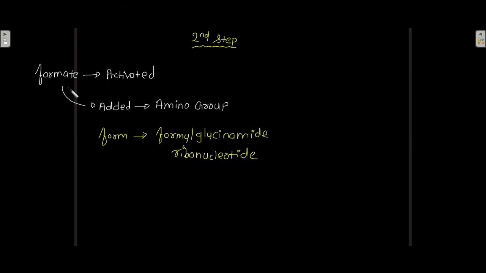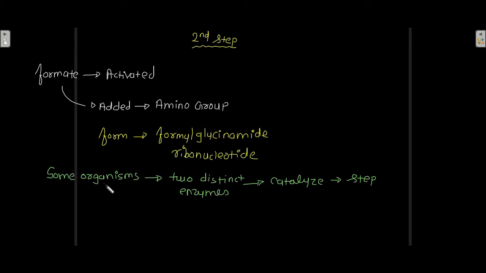Now in the second step, the formate is activated and then added to the amino group, and because of this there is formation of formyl glycinamide ribonucleotide. Okay, how does this formation take place? Well, the formate is activated and then added to the amino group. Okay, this is what is happening in the second step.